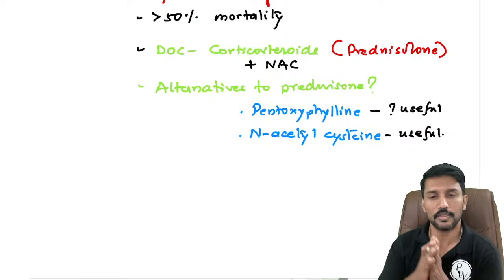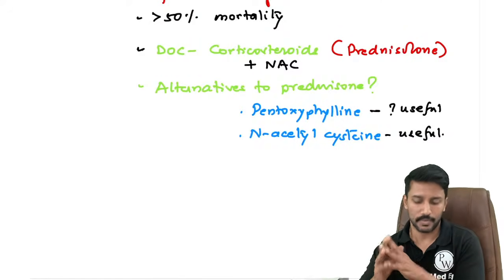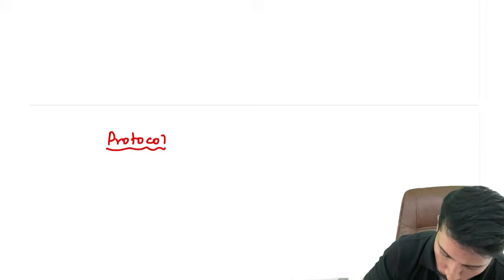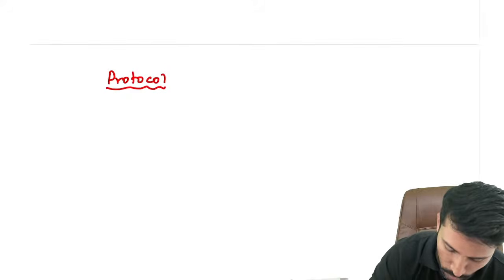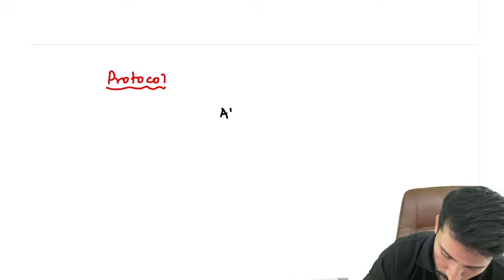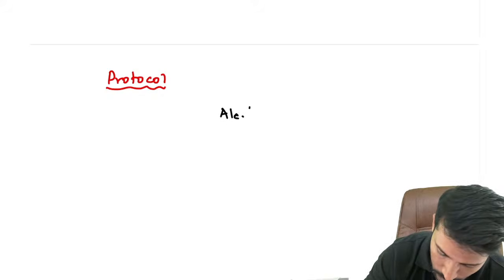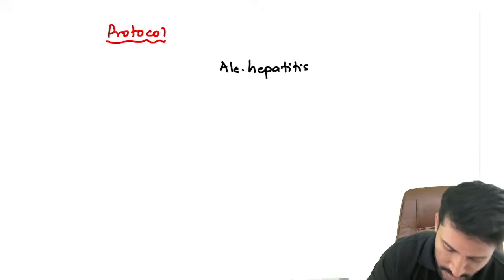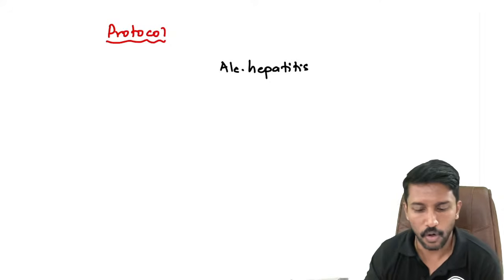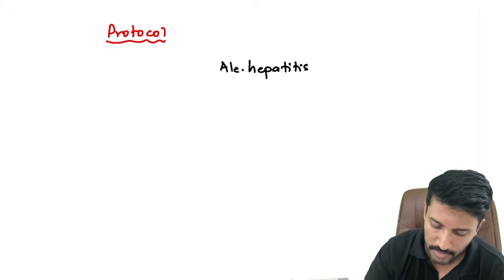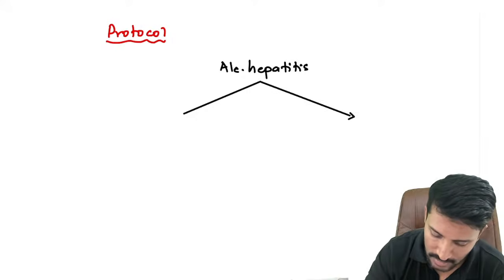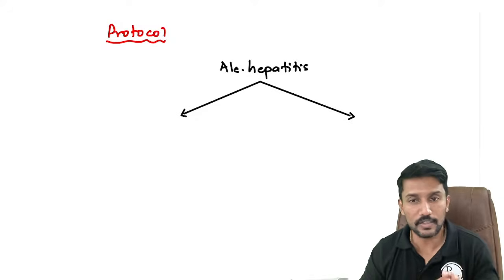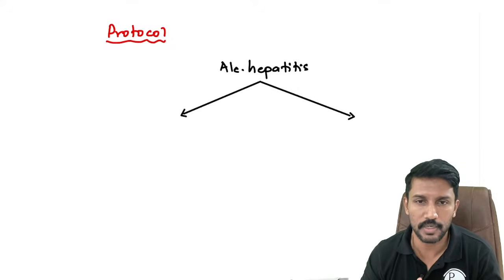Whom to give steroids and whom should I manage conservatively, right? So you can also write a little bit about the management protocol. So what is the management protocol? The management protocol is, if it is a case of alcoholic hepatitis, first thing I have to see is whether the alcoholic hepatitis is severe or non-severe. Now, what will be the parameter that I can use for deciding whether it is severe or not? Either I can use MELD score or Maddrey's discriminant function score.